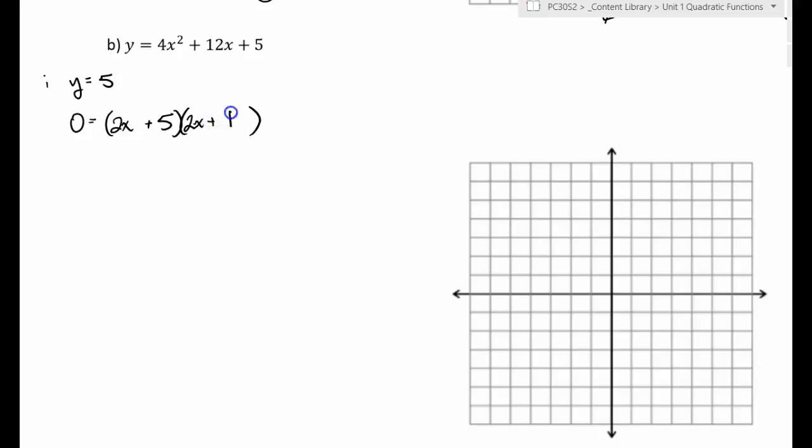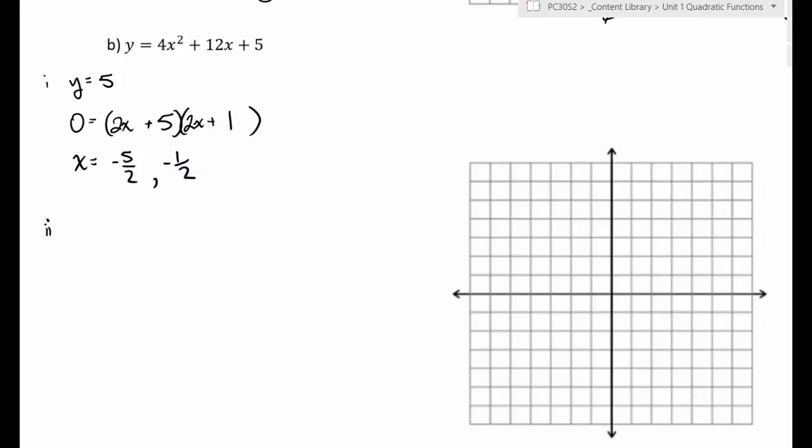Yeah, there we go. Okay, so I've got my factored versions here. 10 and 2 is 12, so that gets me my middle term. Awesome, that means my x-intercepts are going to be -5/2 and -1/2.